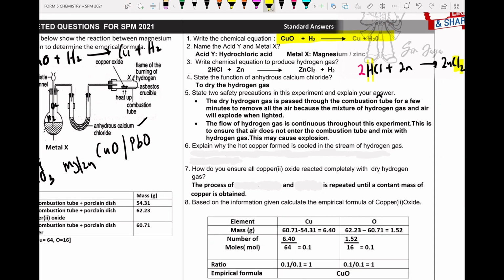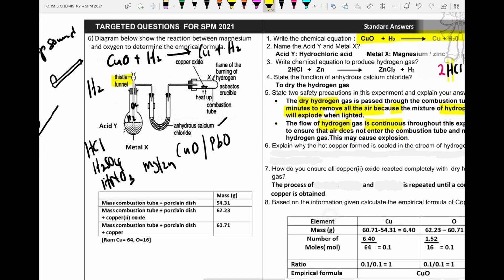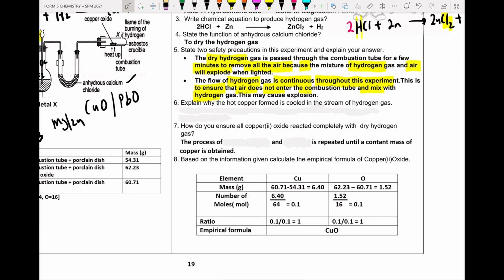Students must remember at least 2 safety precautions in this experiment. Safety precaution number 1: the dry hydrogen gas is passed through the combustion tube for a few minutes to remove all the air, because the mixture of hydrogen gas and air or oxygen can cause an explosion. The flow of hydrogen gas should be continuous. That's why we use the thistle funnel, and we will add concentrated hydrochloric acid, throughout the experiment to ensure air does not enter the combustion tube and mix with the hydrogen gas, which may cause an explosion.